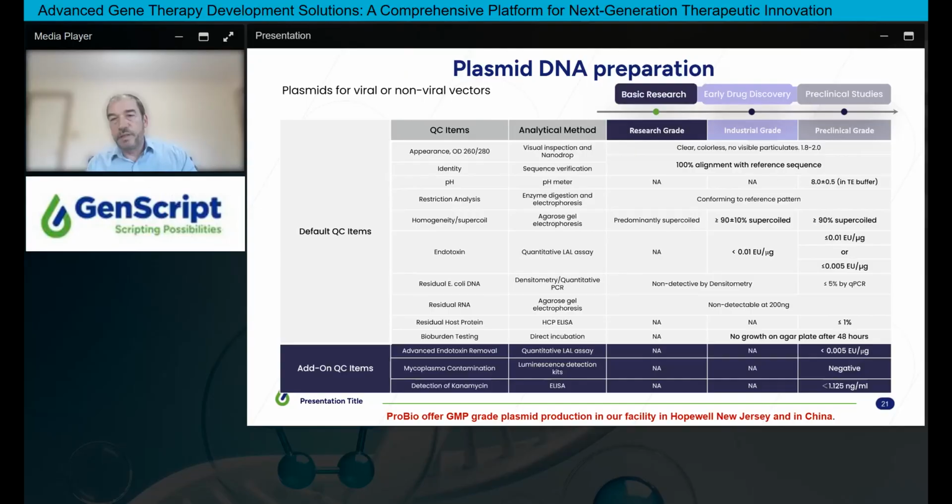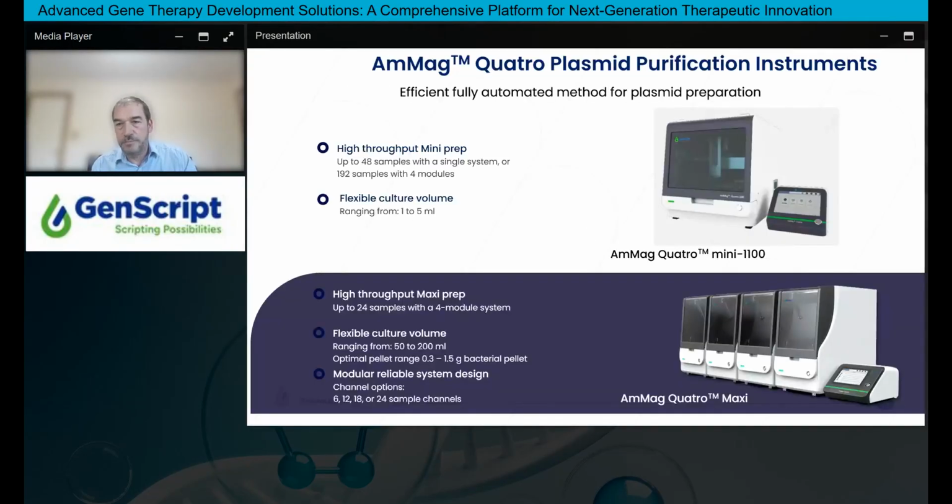We also offer a variety of DNA preparation services, starting from research-grade plasmid preparation service, industrial-grade plasmid preparation service, and preclinical-grade plasmid preparation service, with increasing quality and QC standards. Also, our ProBio CDMO offers GMP-grade plasmid production in our facility in Hopewell, New Jersey, as well as facilities in China.